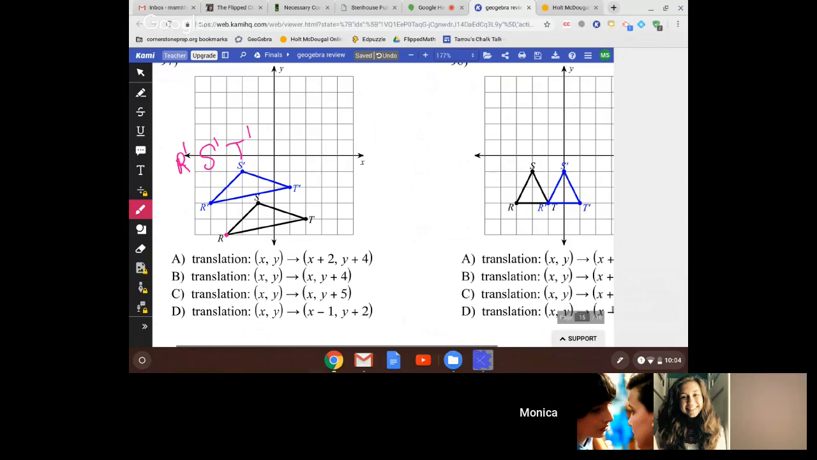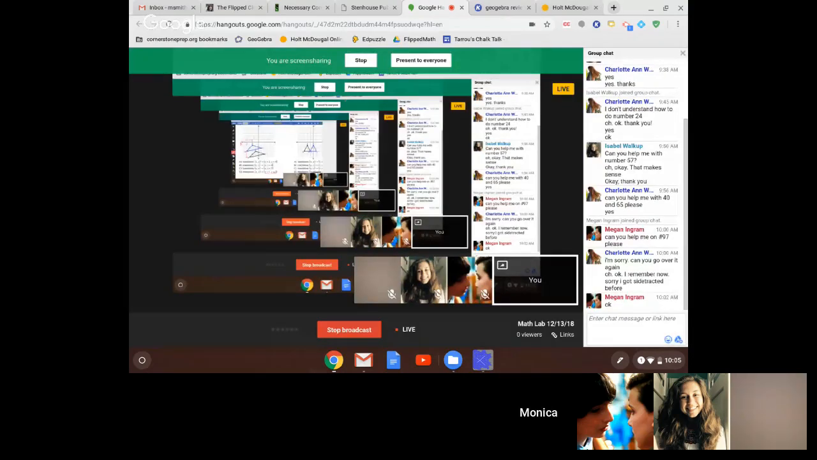Well, I shifted to the left 1, so that's going to be X minus 1. So I've got that here. Now let's check the second part of it. I had to go up 2 to get to R prime, and up is your Y, so that would be Y plus 2. Does that make sense, Megan?